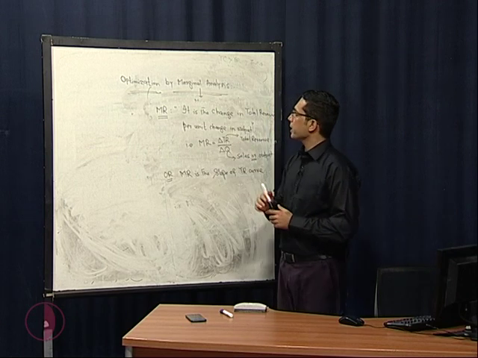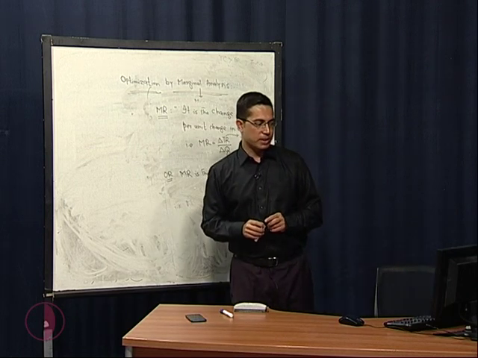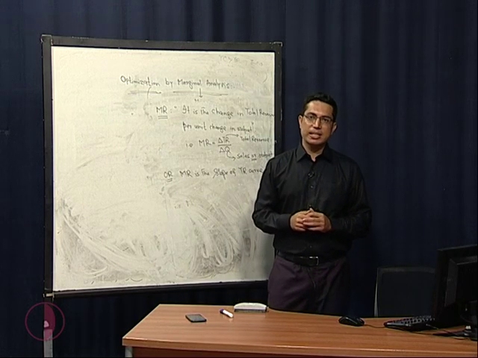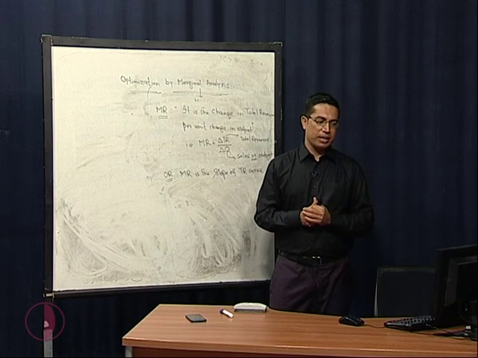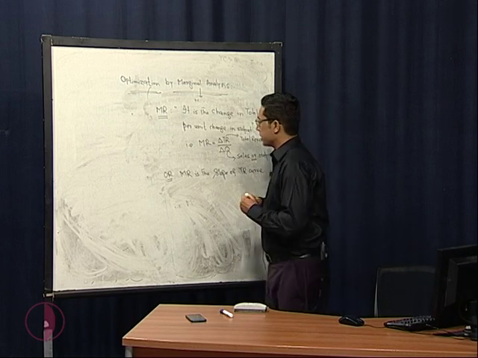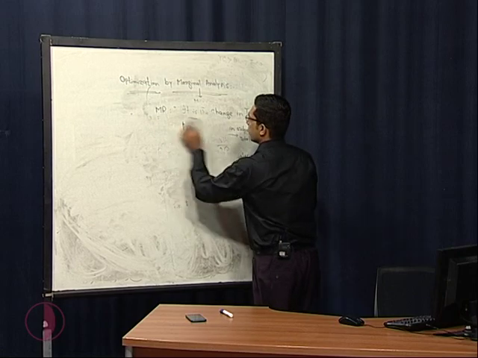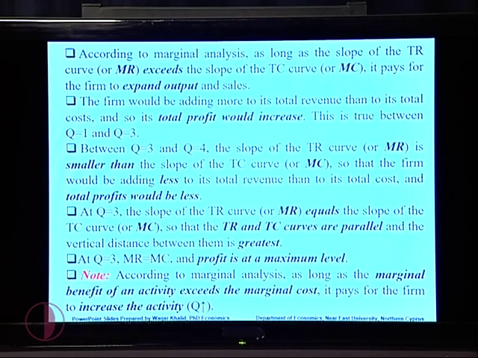According to the approach of marginal analysis, as long as the slope of the total revenue curve exceeds the slope of total cost, it pays for the firm to expand output and sales. This is a simple guideline or rule.